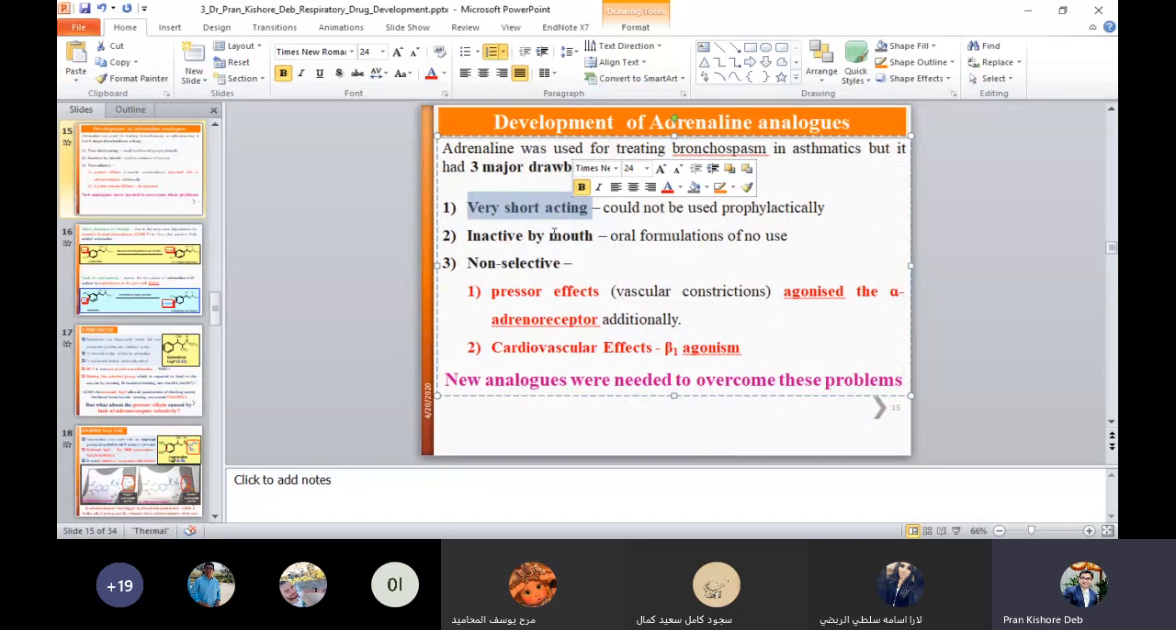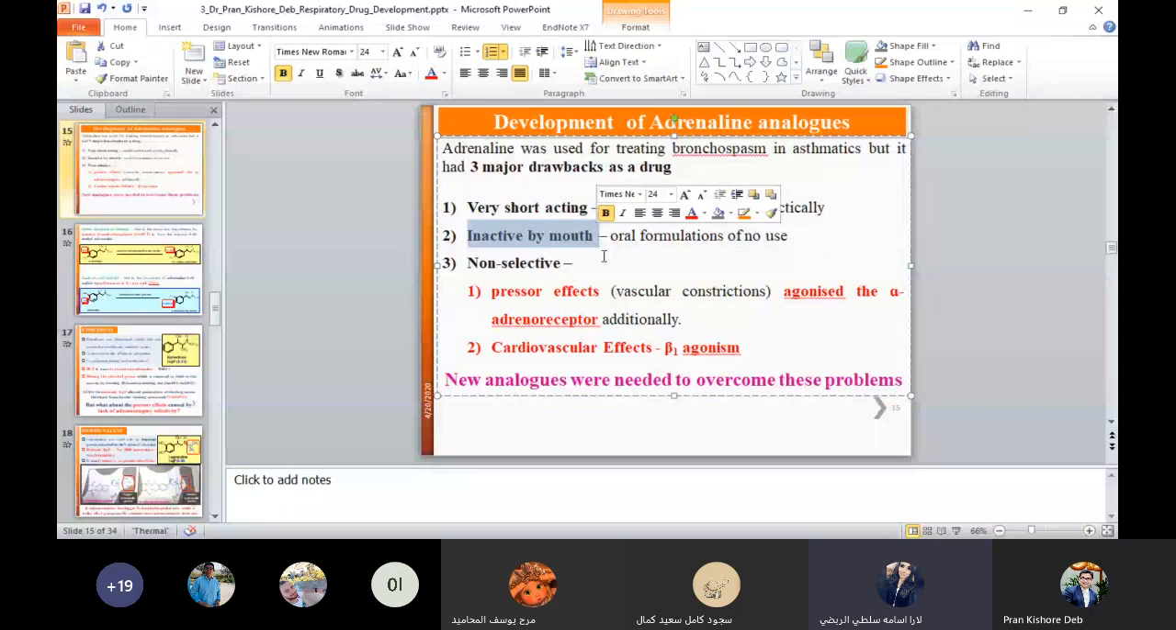All right. Now, why is it inactive by mouth? Because of the conversion of OH by sulfokinase in the gut wall to HSO4. Very good. Which OH mainly undergoes conversion? The fourth position OH, that is para to the alkylamine side chain. So now you know all the 4 reasons for the 4 drawbacks.